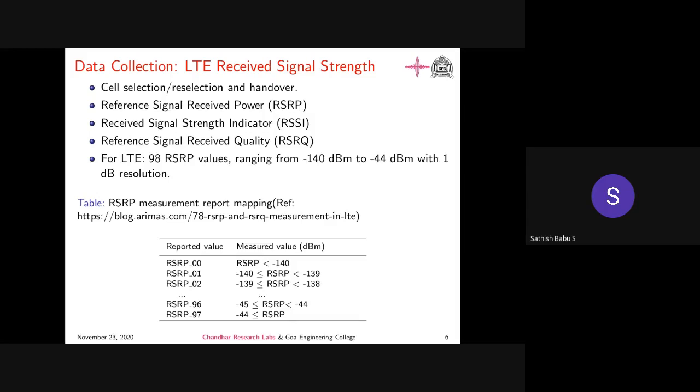Next, the third parameter is reference signal received quality. This is a mathematical parameter. This reference signal received quality is based on the first two parameters, RSRP and RSSI.